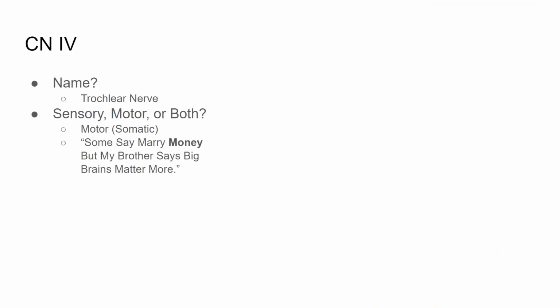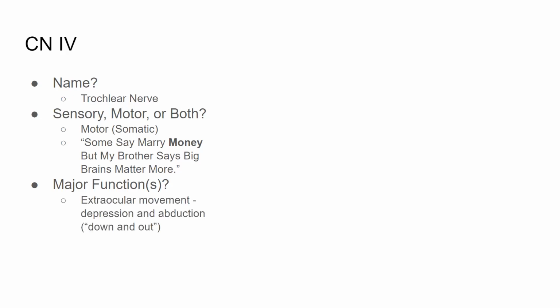What's cranial nerve 4? Trochlear nerve, good. Somebody said it. Is it sensory, motor, or both? Motor, good. And that's our mnemonic: some say money 4M. What does it do? It has one function. It innervates one muscle. Does anyone know what the muscle is that it goes to? Superior oblique, very good.